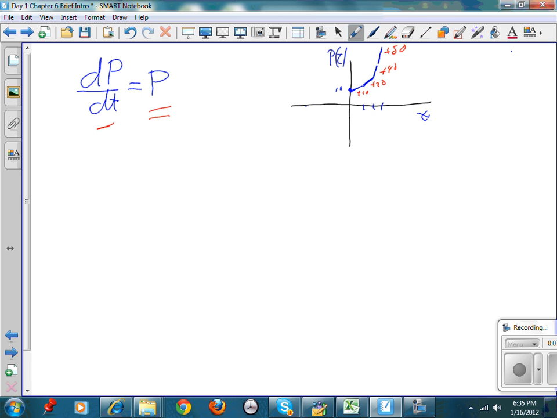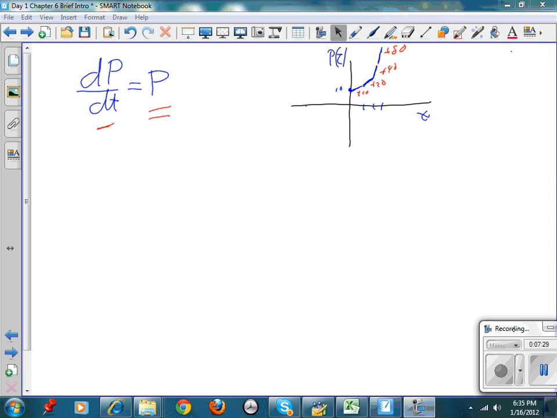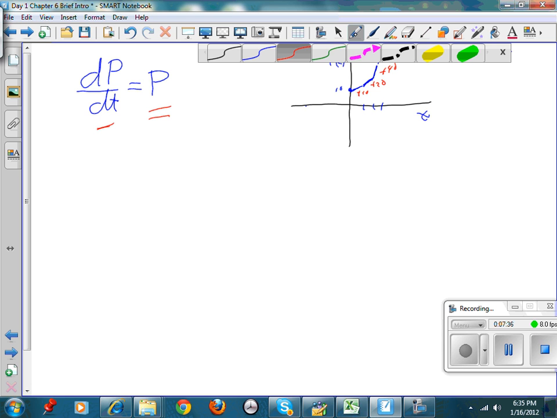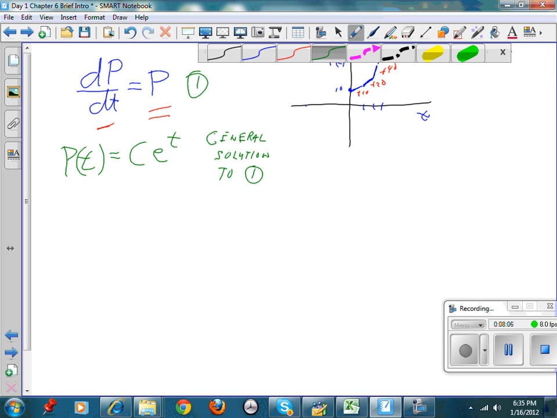But getting back to what we want to learn to be able to do homework tonight, I'm going to tell you P of T is equal to some C value times e to the T. I'm going to say this is a general solution. Okay, this is differential equation 1. This is a solution. What does a solution mean? That means if I plug it in on the left and right side, it should work.